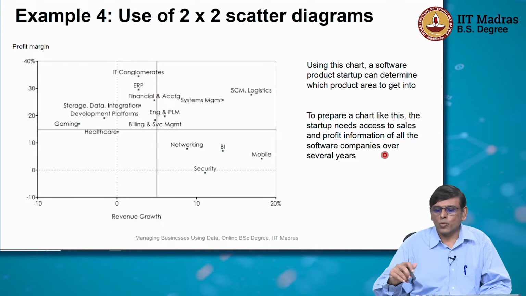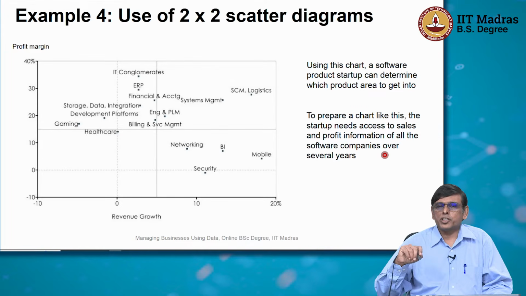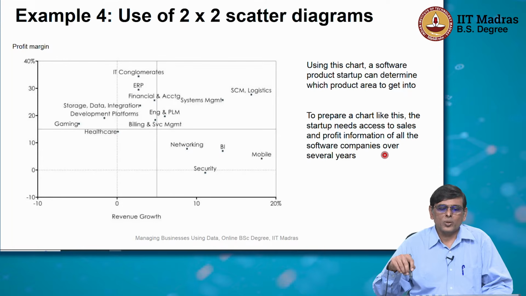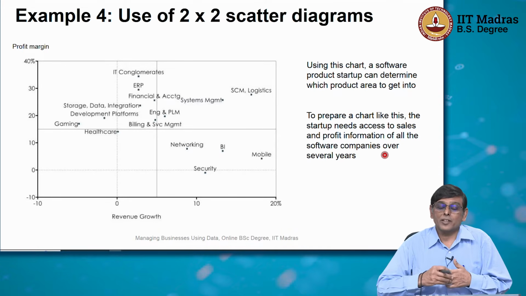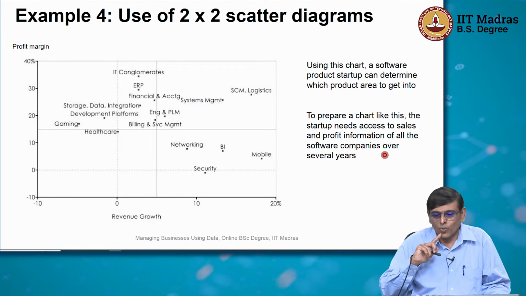Okay, here is the last one I am going to show you. This is a startup company, a software startup company. This company is trying to decide which software product area to enter. There are many areas it can get into. For example, it can do networking, it can do a security product, it can do a logistics product, it can do an ERP product. It is trying to decide whether to do this or that, which one to do, where to invest. Only one thing it can invest in. What should it invest in?